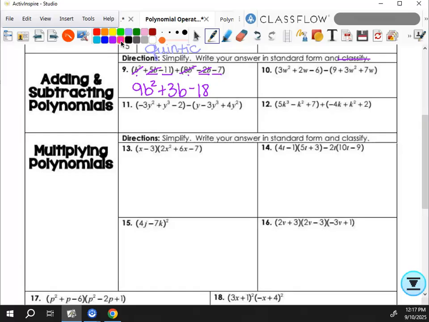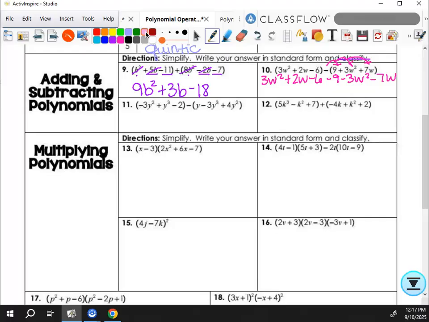So I'm going to rewrite this first one, 3w squared plus 2w minus 6. And then I'm going to distribute that negative because that is where the mistakes happen. We forget to do that. Or especially if you don't write it down, you're thinking, oh, I know to do that, and then you still don't do it. So minus 9 minus 3w squared minus 7w. Doing that step, even if you think you're above that, can help you not make mistakes. Doesn't guarantee you won't, but.